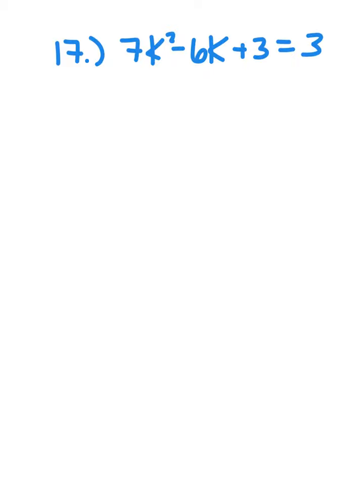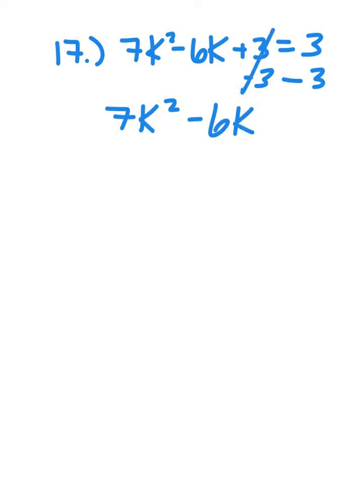So my next question, 17, is 7k squared minus 6k plus 3 equals 3. So it has to be equal to 0. So I'm going to start by subtracting 3 from both sides. That gives me 7k squared minus 6k. These cancel out, and I'm left with equals 0. So when I don't have a c value, I'm not going to bother using AC method.